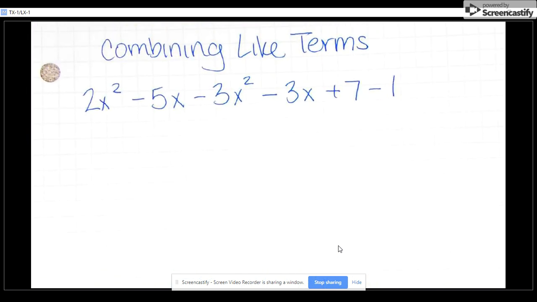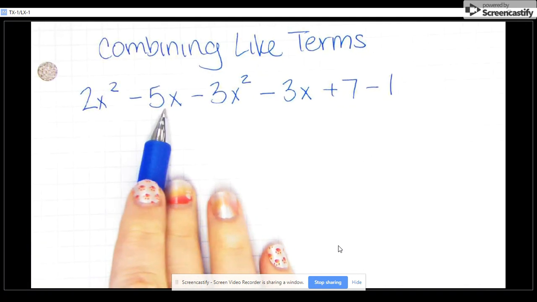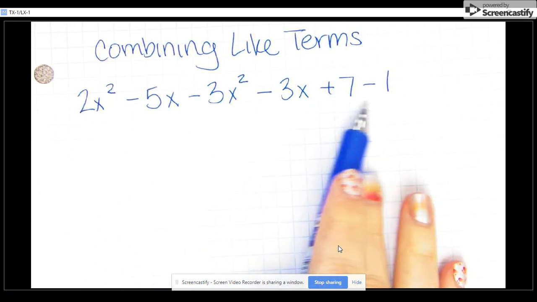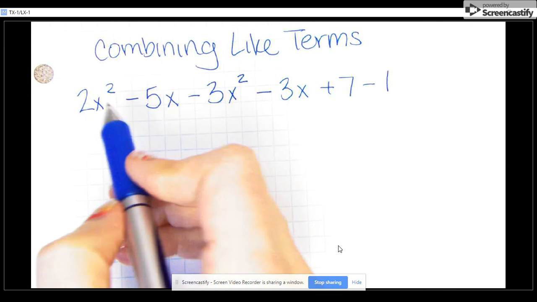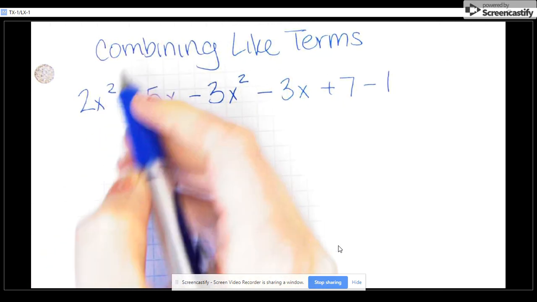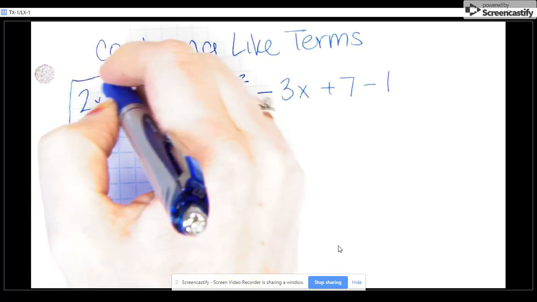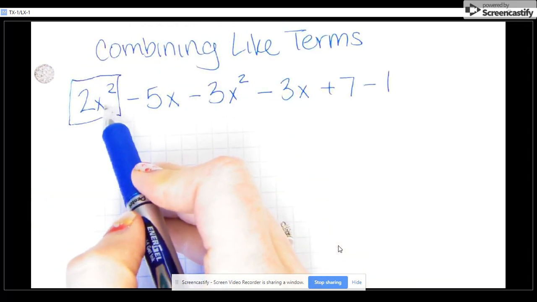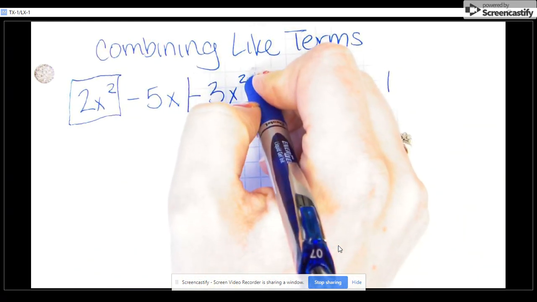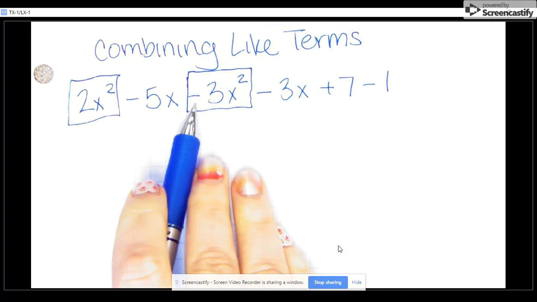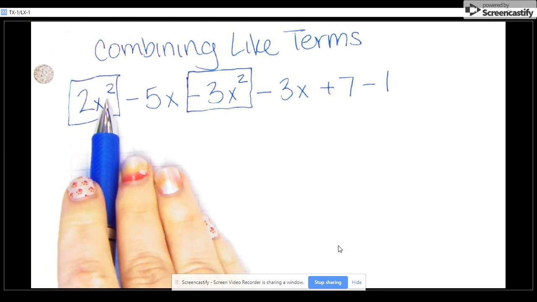Combining like terms. Combining like terms is literally what the name says. If the terms, or the individual parts of the equation, match up, then you can combine them. So what I like to do is look at the x's first. The first one right here I have is 2x squared. I'm going to put a box around that so that whenever I see an x squared, I'm going to put a box around it. Look, there's one right here.